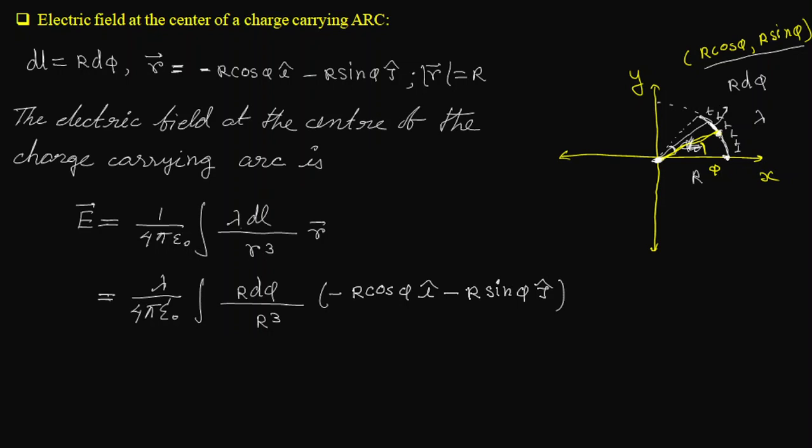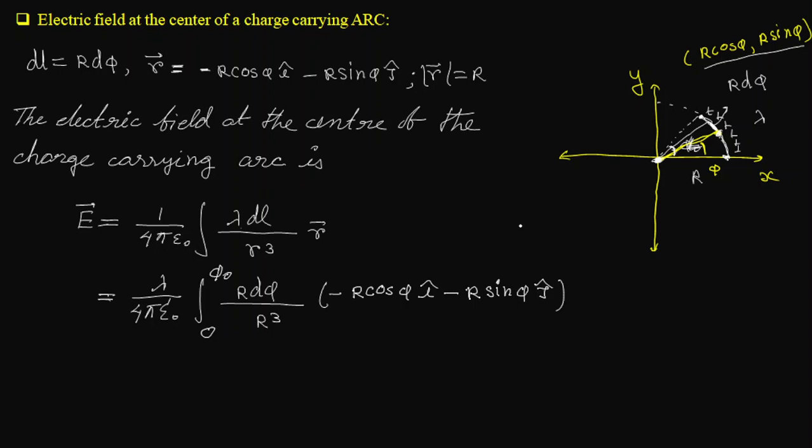If it is a point on the x-axis, then phi will be 0, and finally we have the end point, and that end point and this point make an angle phi naught. So in this case we have to put a limit of phi from 0 to phi naught, and then integrate these things, and that will give you the electric field at the center of this arc part.